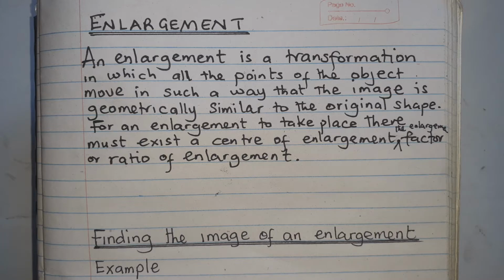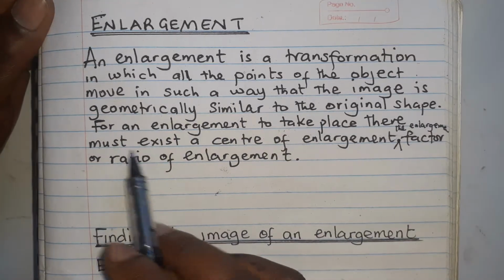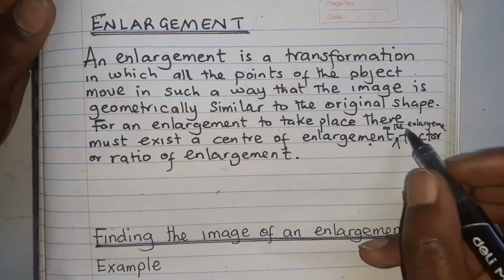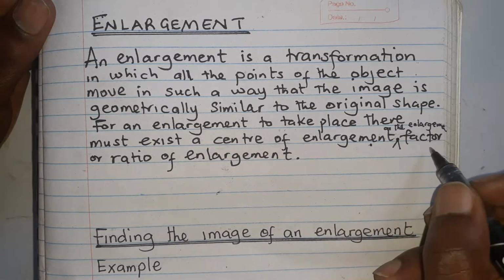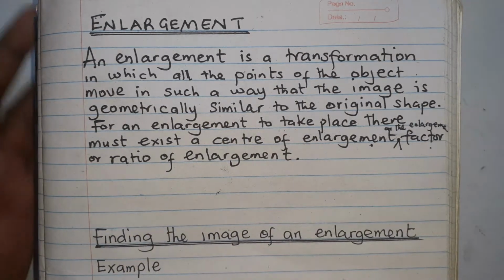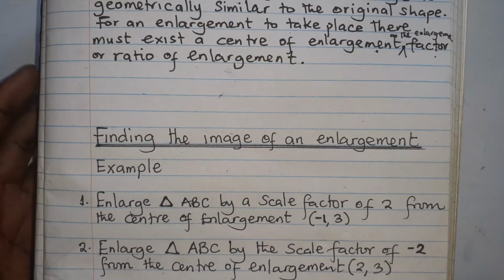In this particular lesson, I want to draw attention to transformation, particularly enlargement. What is enlargement? This is a transformation in which all the points of the object move in such a way that the image is geometrically similar to the original shape. For an enlargement to take place, there must exist a center of enlargement and the enlargement factor or ratio of enlargement.